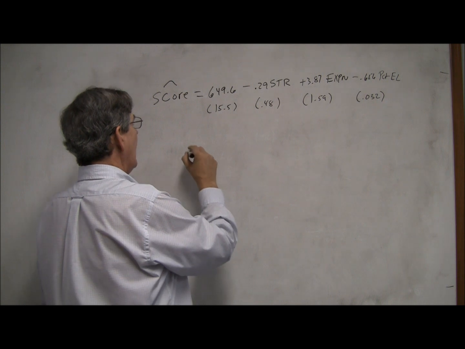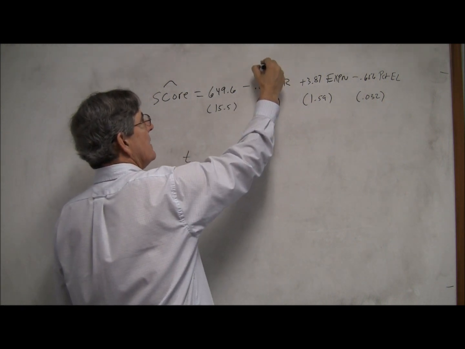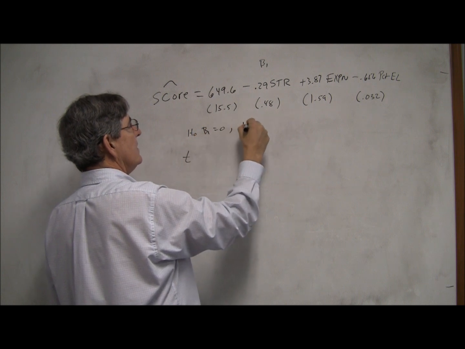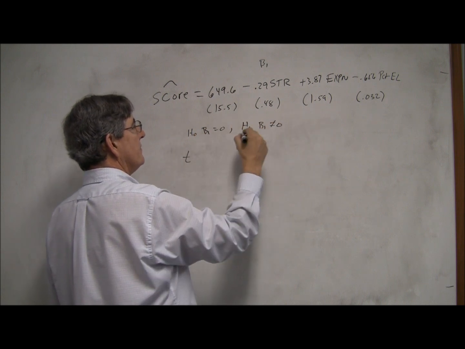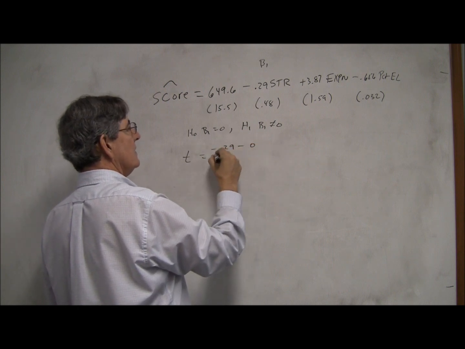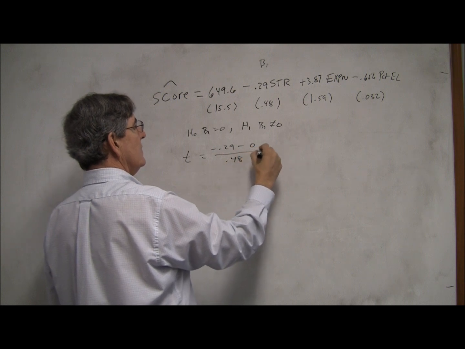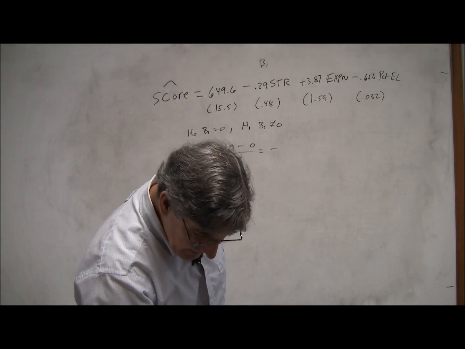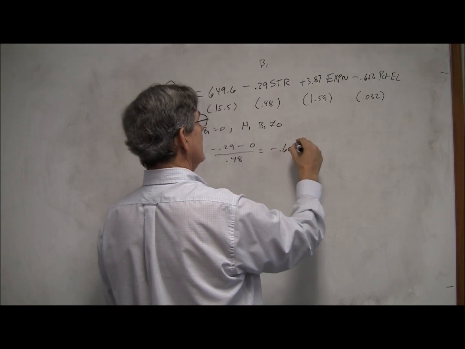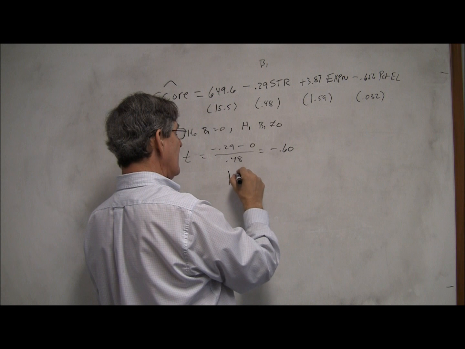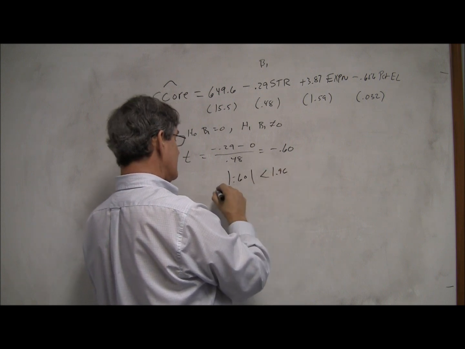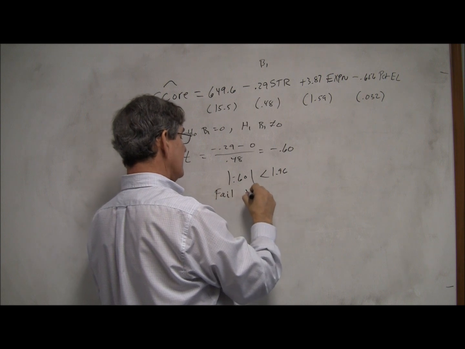In fact, the t now for STR, so if this is beta 1 here, for the null that beta 1 is 0 and the alternative that beta 1 is not 0, the t is now minus 0.29 minus 0 over 0.48, which is minus, what is that? I got it written down here somewhere, minus 0.60. Since the absolute value of that is less than 1.96, we're going to fail to reject.